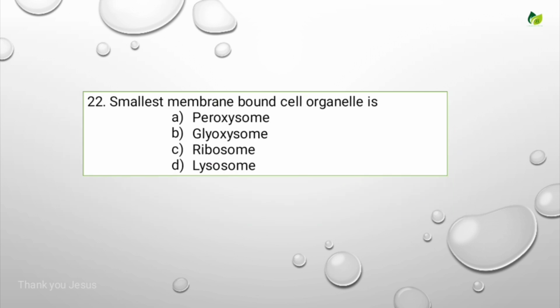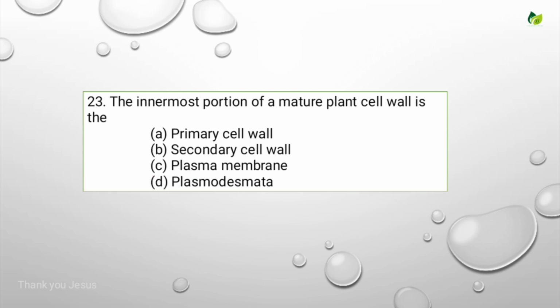Smallest membrane bound cell organelle is: peroxisome, glyoxysome, ribosome, lysosome. For this, the correct answer is lysosome. Let's see the next question. Innermost portion of a mature plant cell wall is: primary cell wall, secondary cell wall, plasma membrane, plasmodesmata. For this, the correct answer is plasma membrane. Let's see the next question.